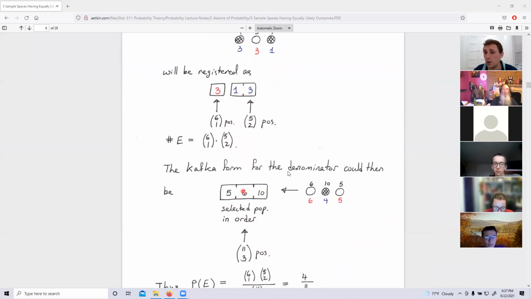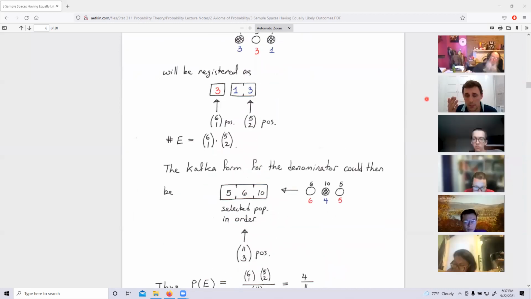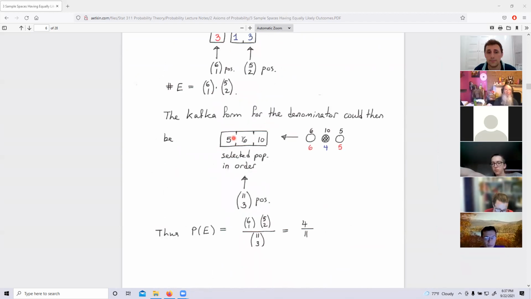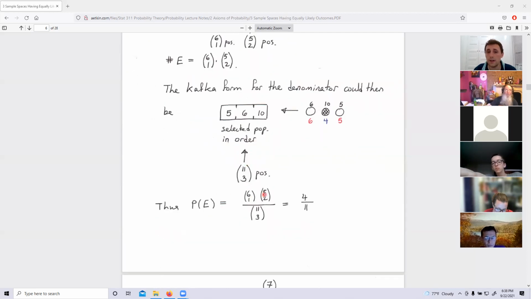And for denominator, I also have to keep the same process. Denominator, I pick 3 balls without order, which means the form can look like this. You see? So I have to put the numbers that I picked. If those are the numbers that came out, I use the population ID and I put it in order. So I put 5 first, then 6, then 10. 5, 6, 10. Good. And so now I have that the probability is 6 choose 1, 5 choose 2, 11 choose 3. And the answer is again 4 over 11.